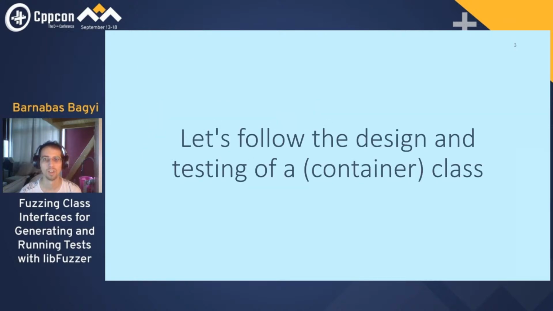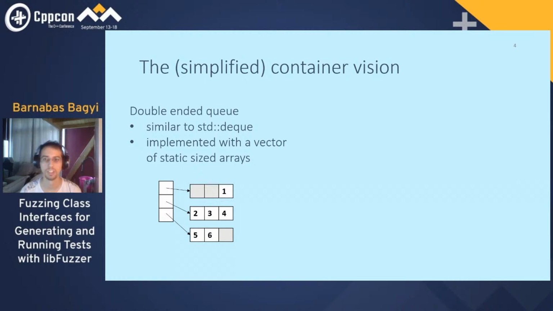Let's start by following the design and testing of a container class and see where it takes us. Let's suppose that we would like to implement a double-ended queue, something akin to std::deque. This container works by having a vector of static sized arrays, one vector in fact, and if it needs to grow to either direction, it can increase the size of the main vector.